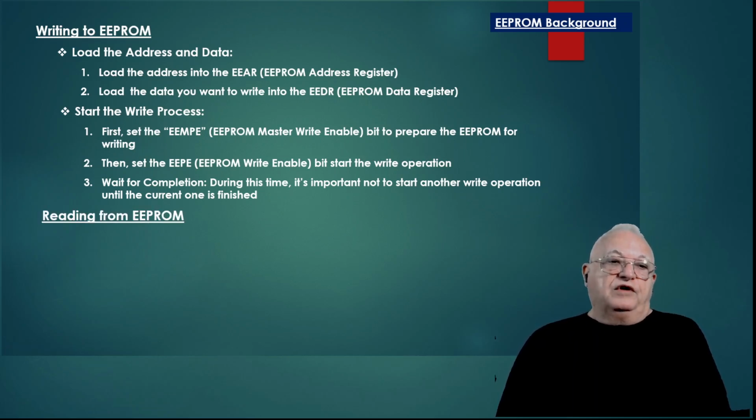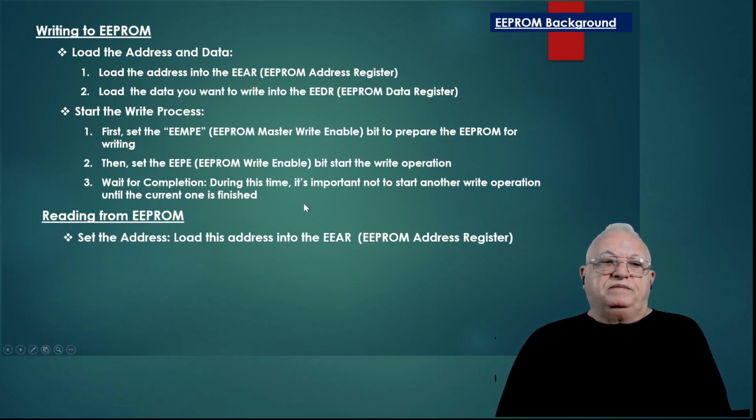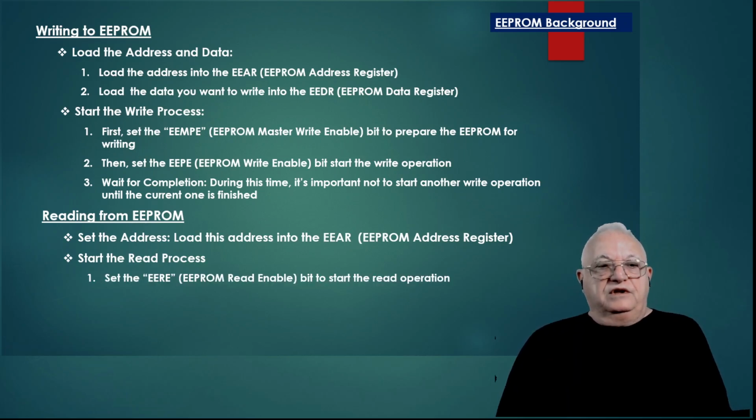Now, for reading information from the EEPROM, the first step is to set the address in the EEPROM address register, which is the EEAR, which, by the way, is the same one we loaded the address for the writing. Next, to start the reading process, we need to set the EEPROM read enable bit, which starts the operation, which is the EERE.